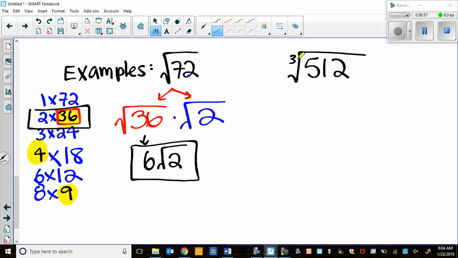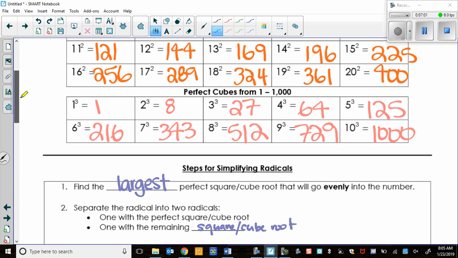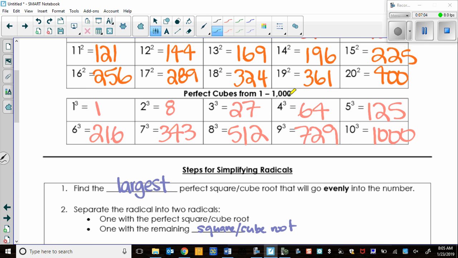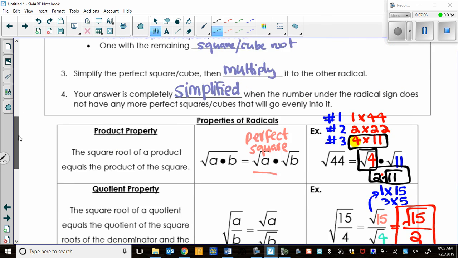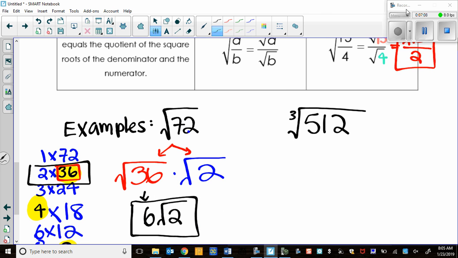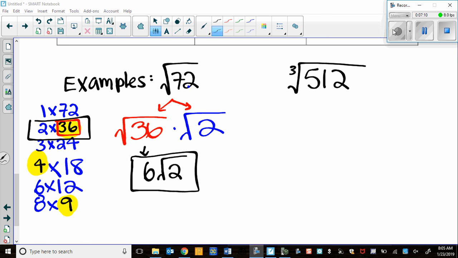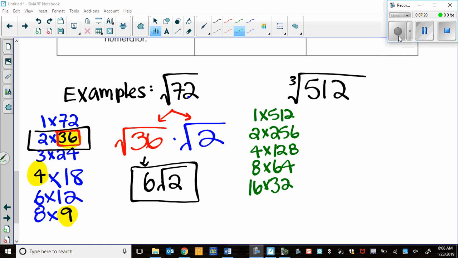Here we're dealing with cube roots. So now we have a different set of numbers that we're going to be looking at, which is the salmon color here, or the pink color. We're going to look at the different possibilities to get 512. So you can go ahead and try to find all the different ways to find 512. And then we'll see which one is the highest perfect cube. So here are the different combinations to find 512. And you know, 512 is actually a unique number, and I'm going to show you that in a second.